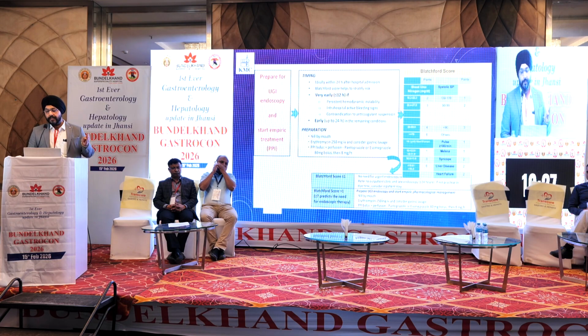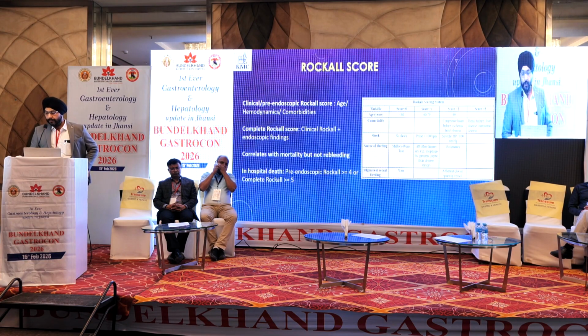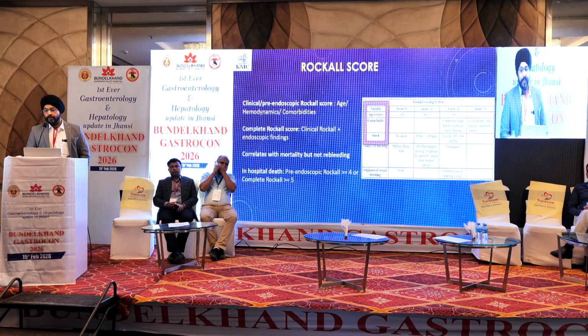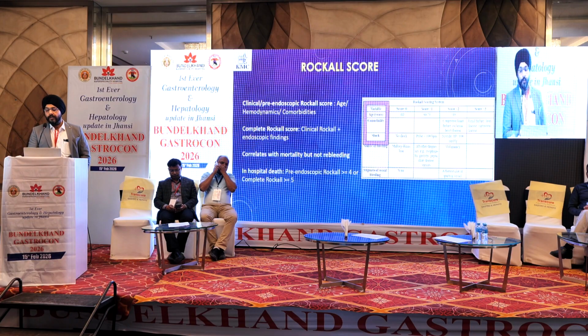Endoscopy should be done between 12 to 24 hours. We should try to stratify the risk based on the initial Blatchford score, which will help indicate how the patient is doing. After that, we also follow two scores which help in stratification. One is the Rockall score, which is a clinical pre-endoscopic score. For that, we take three things into account: age, whether any comorbidities are there, and whether the patient is in shock or not. Based on that, the score is 0, 1, 2 and 3.